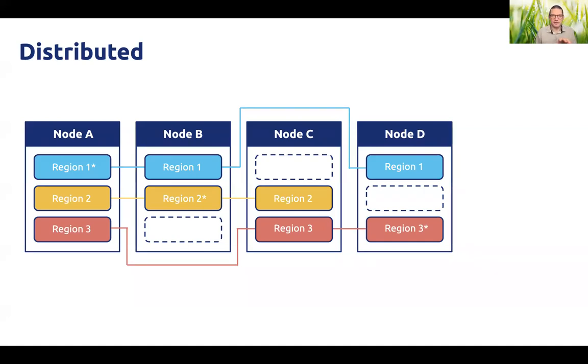So in this diagram, we have 4 TiKV nodes, nodes A, B, C, D. And you see region 1 is replicated on nodes A, B, and D, and so forth with the other regions. Note that there's always a leader node and 2 replica nodes. So these are not homogeneous nodes. This is leaders and followers.